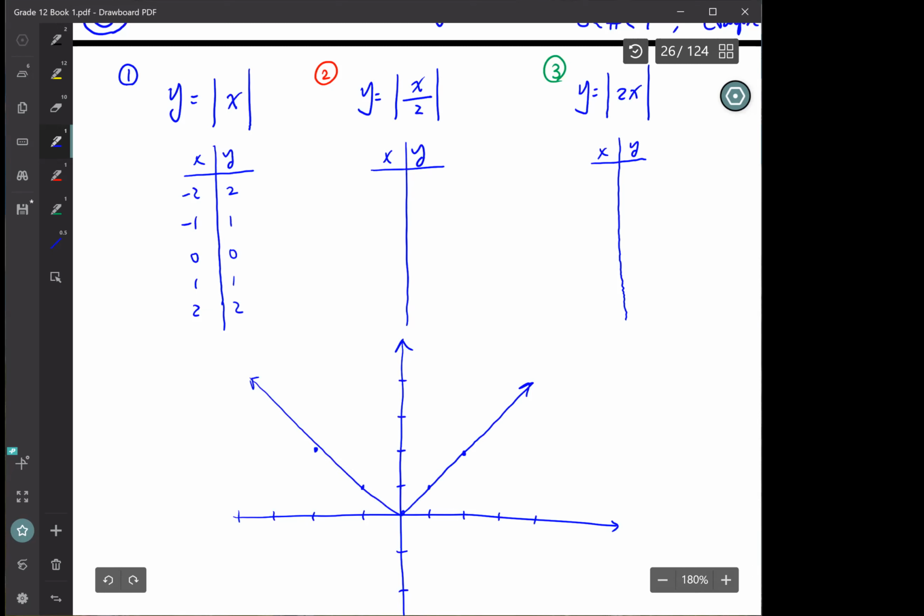All right, now for the second one, I'm going to use red. The second one has a 2 underneath the X. And remember, we said that anything attached to the X part will affect the X value. Since for number 2 there's nothing outside the absolute value that can be moved up or down, nothing affects the Y. So the Y values will stay the same as the original. I'll copy over 2, 1, 0, 1, 2.